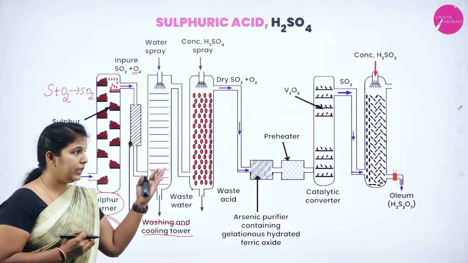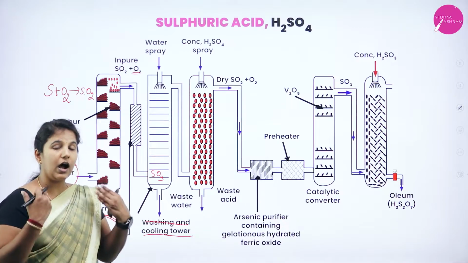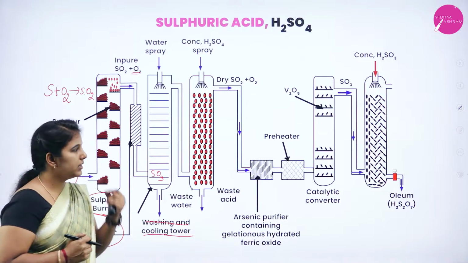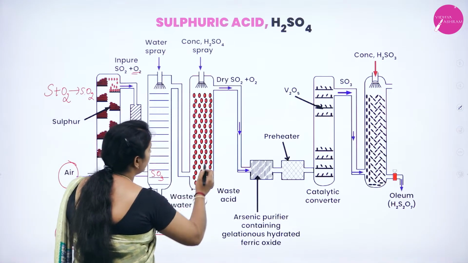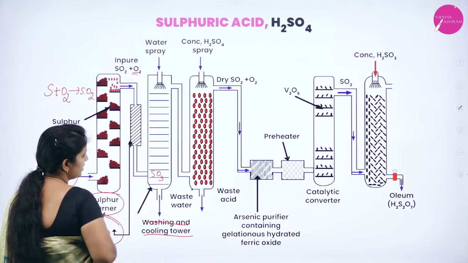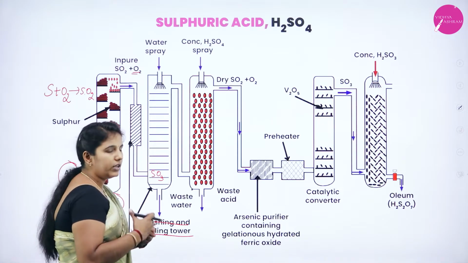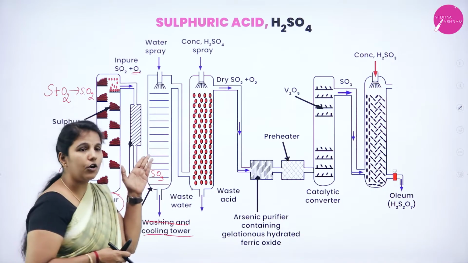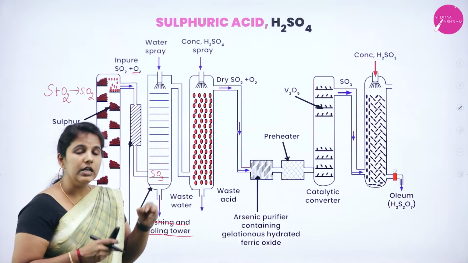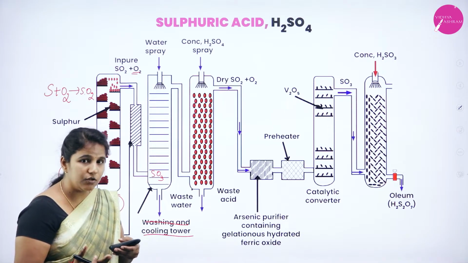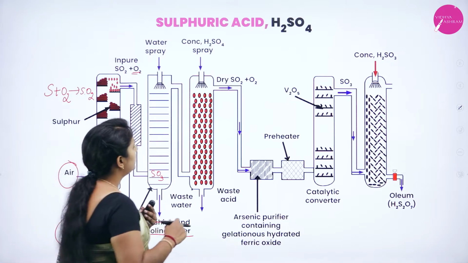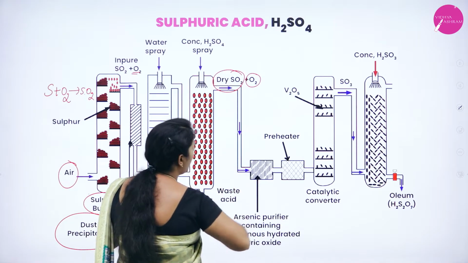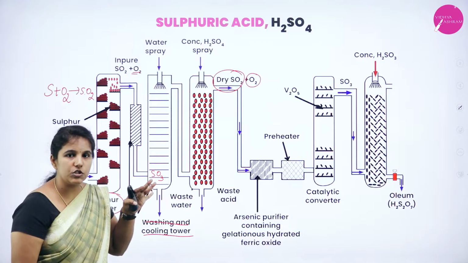Why will they spray it? Even though we are preparing sulfuric acid, why do they spray the concentrated sulfuric acid? Because we have already sprayed water, and if any water content is there, it has to be removed, right? That is why they use concentrated sulfuric acid here, acting as a very good drying agent. It removes the water, so that dry SO2 and oxygen are obtained, and it will be passed through the arsenic purifier chamber.